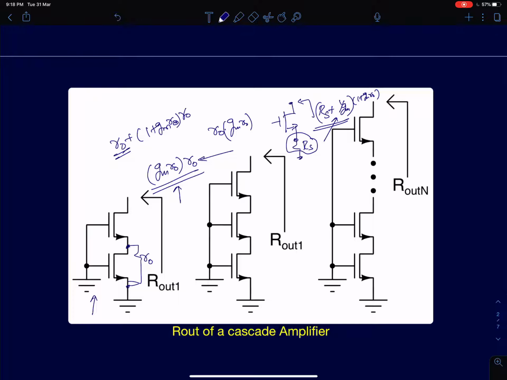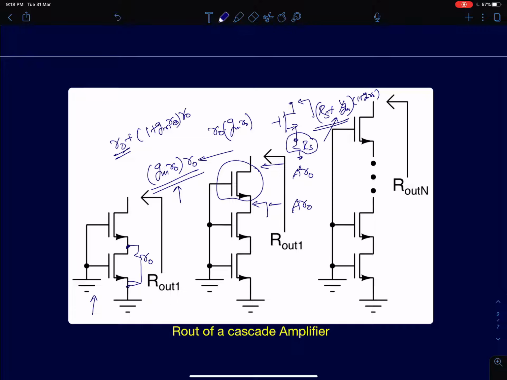When you add two such devices, you will have to find the resistance here first. That will act as a source resistance for this device. This here is going to be gm R0 times R0, so that is A times R0. So the resistance seen here is going to be A square times R0, and so on. We have done this in the last class as well.